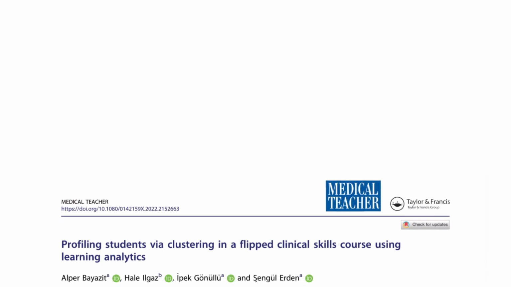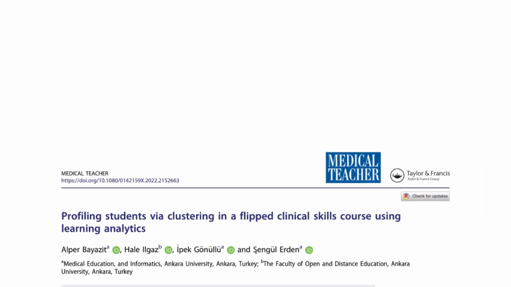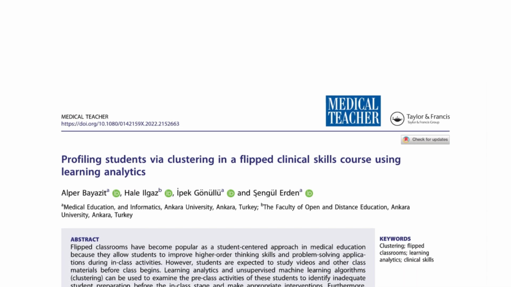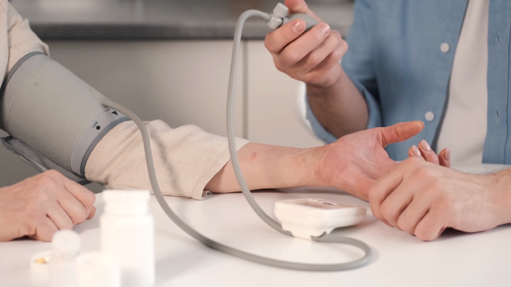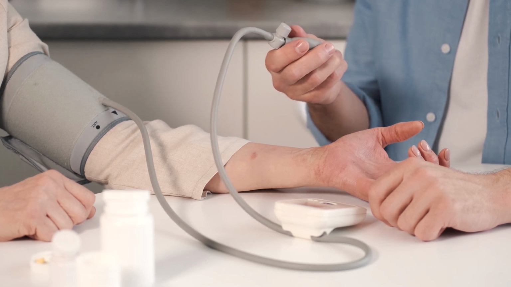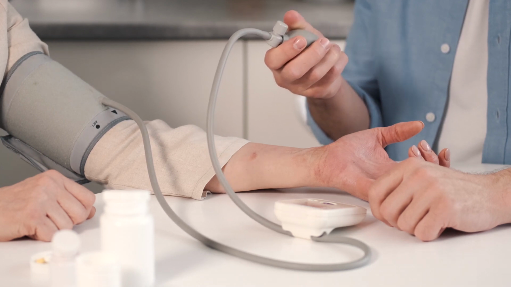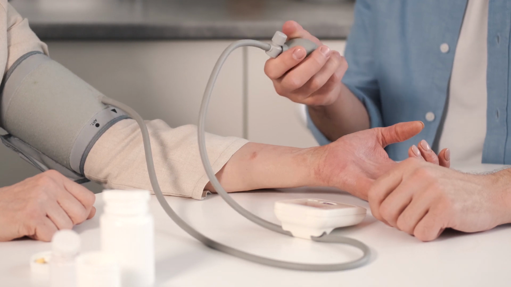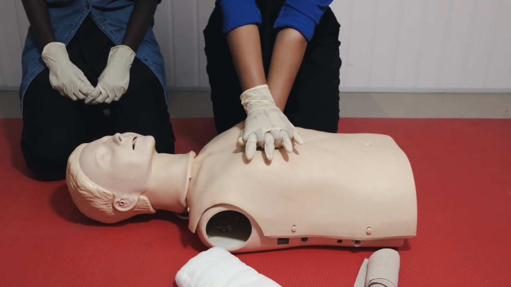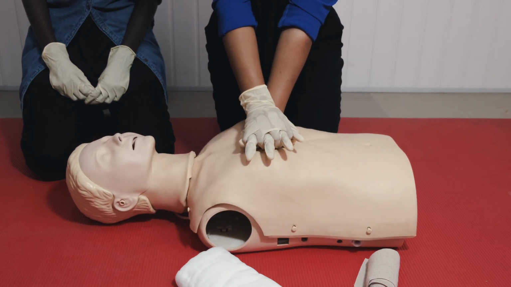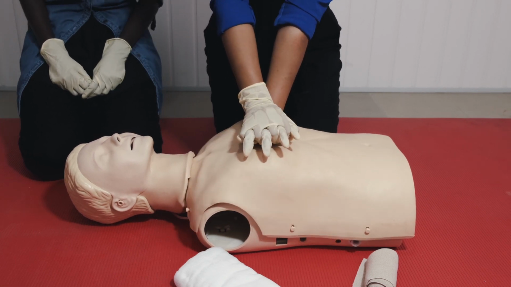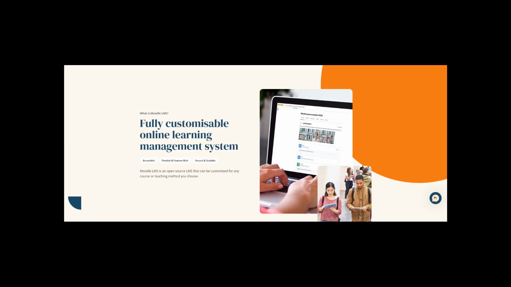By using clustering, the study investigated medical student profiles in a flipped classroom based on their learning management system interactions. In the flipped classroom, small group practical activities under the guidance of faculty members were arranged to teach 11 clinical skills such as measuring blood pressure and external cardiac massage. Before these practices, students accessed practice checklists and videos through the Moodle learning management system. The content was shared weekly before attending each clinical skill laboratory.